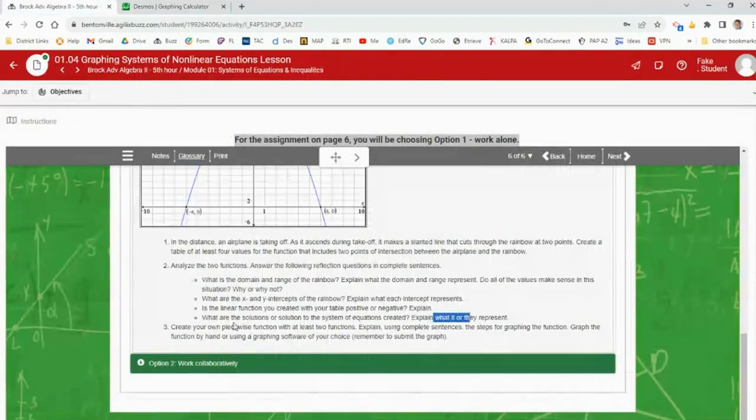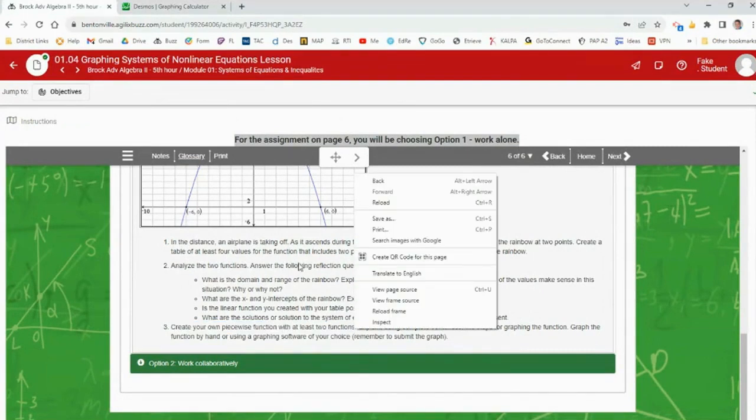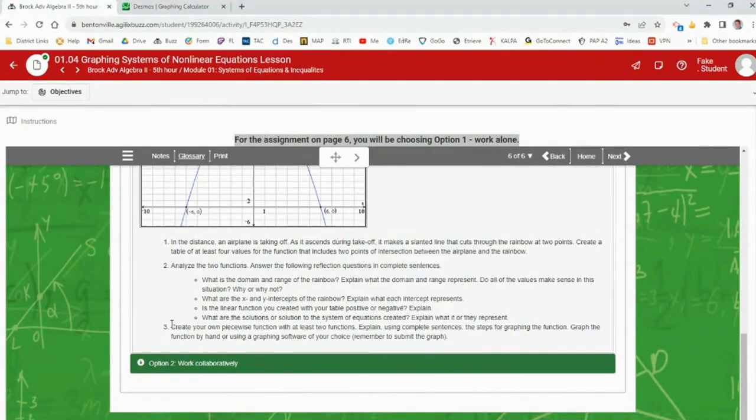And then here's the last one. This is where I said it's important to know how to do it. Create your own piecewise function. Okay, that has nothing to do with the rainbow. This is a totally different problem. Number 3 has nothing to do with the rainbow above.